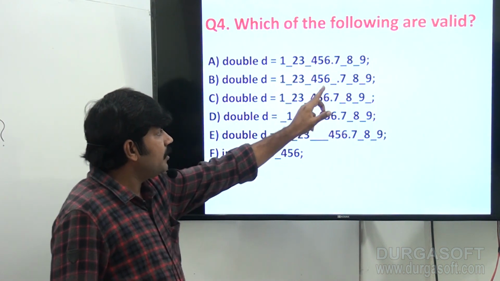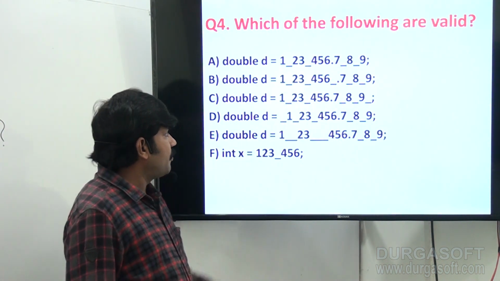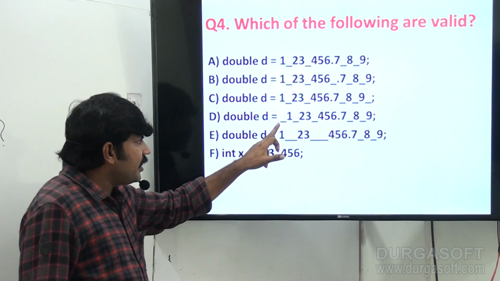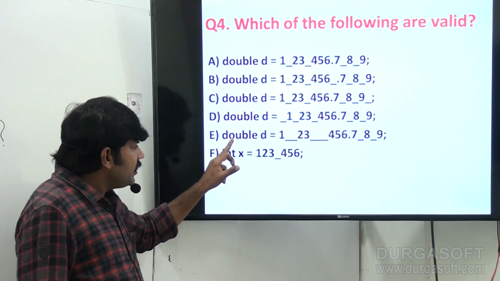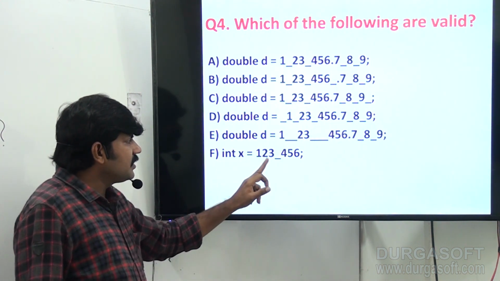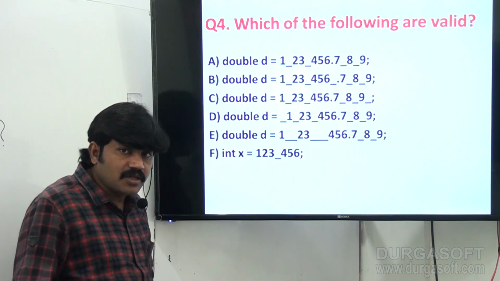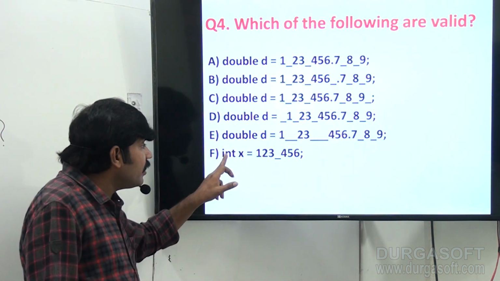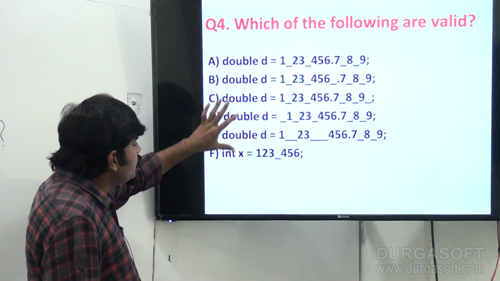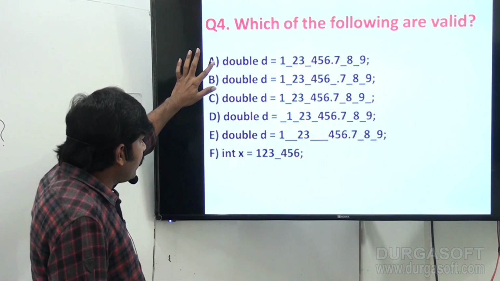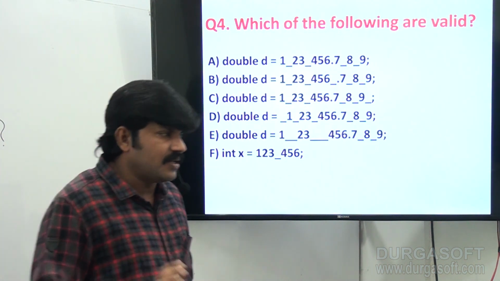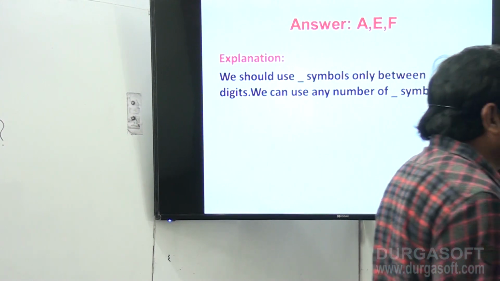Second one is invalid because there is an underscore between a digit and a decimal point. Next, C is invalid because of the underscore symbol at last. D is invalid because you are using an underscore here. Next, E is valid because you can use any number of underscore symbols, no problem. int x = 123_456 is also valid because the underscore symbol is allowed for integral literals and floating point literals, no problem at all. So, sir, which are allowed? First one is allowed, E is allowed, F is allowed. A, E, F, that's all.